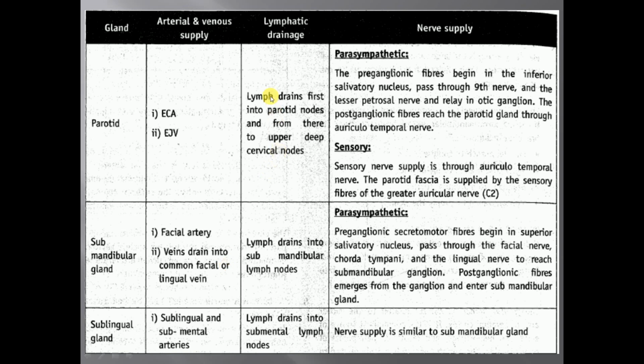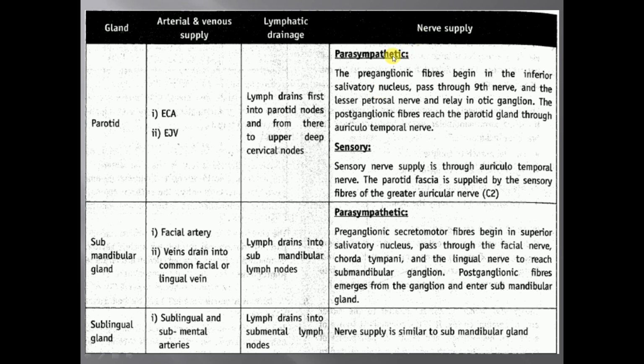So lymphatic drainage: the parotid lymph drains first into the parotid nodes and from there to the upper deep cervical nodes, while in the submandibular gland the lymph drains into the submandibular lymph node, and in the sublingual gland the lymph drains into the submental lymph nodes.